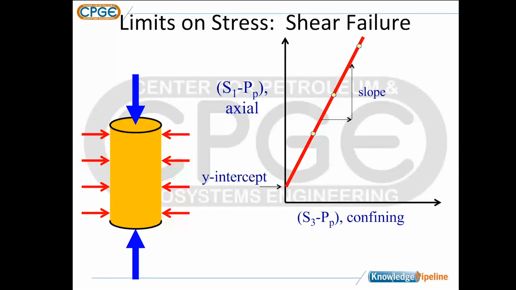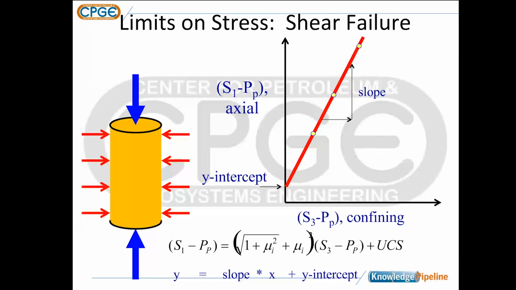And I'm not going to dwell on the equation, but you can see I have it written out. It's simply a linear envelope in terms of stress, and the mu in the equation I just showed you is the friction coefficient, and the UCS, the y-intercept, is what we call unconfined compressive strength. So if we're in a stress state that goes above that red envelope line, then we would be in shear failure. If we're below the line, we would be shear stable.